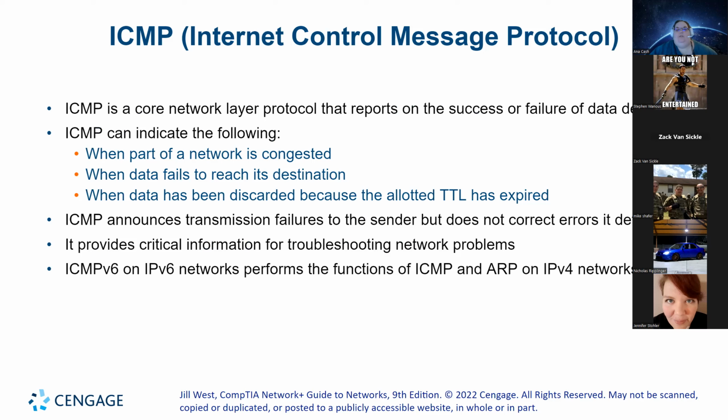ICMP announces transmission failures to the sender, but does not correct the errors it detects. It provides critical information for troubleshooting network problems, which is usually why a lot of those are used. ICMPv6 on an IPv6 network performs the functions of ICMP and ARP on IPv4 networks.